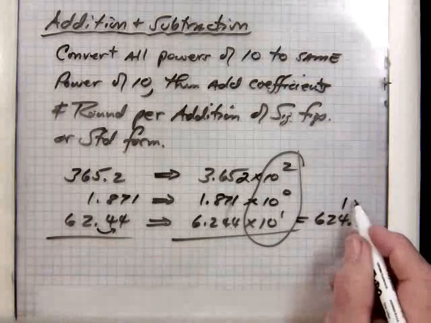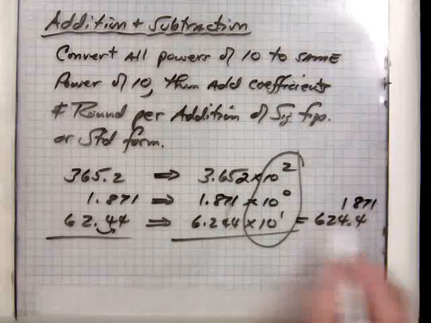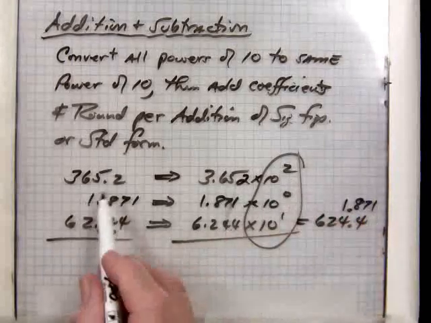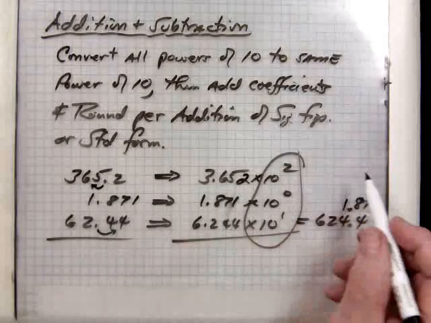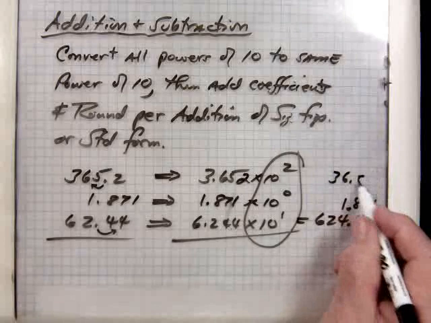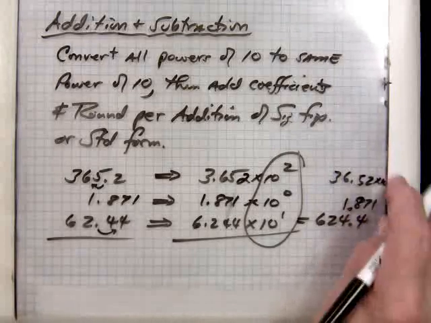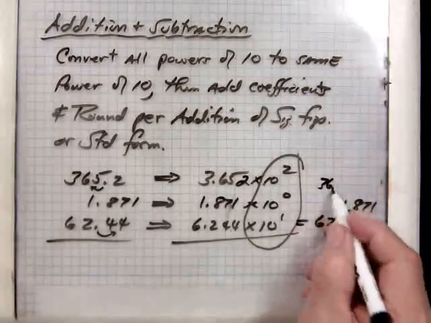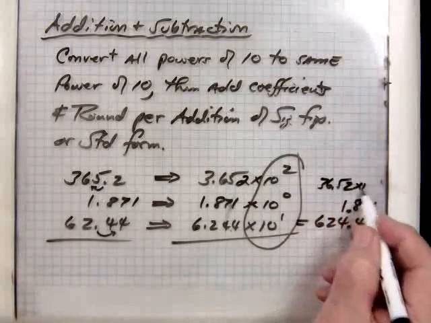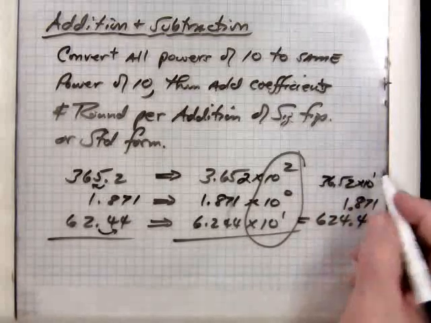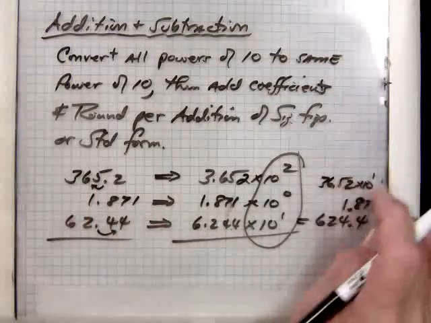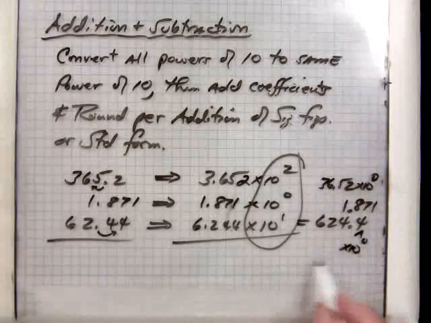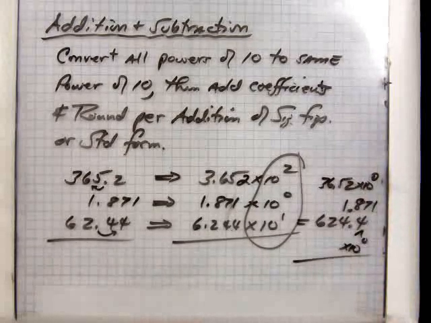And this one's times 10 to the 0, 1.871. You can tell we don't use this very much. And then this one also converting, just move it two places over here, and that's 365.2 times 10 to the 0. Now you can add them together. I know that's a mess, and I apologize for that.